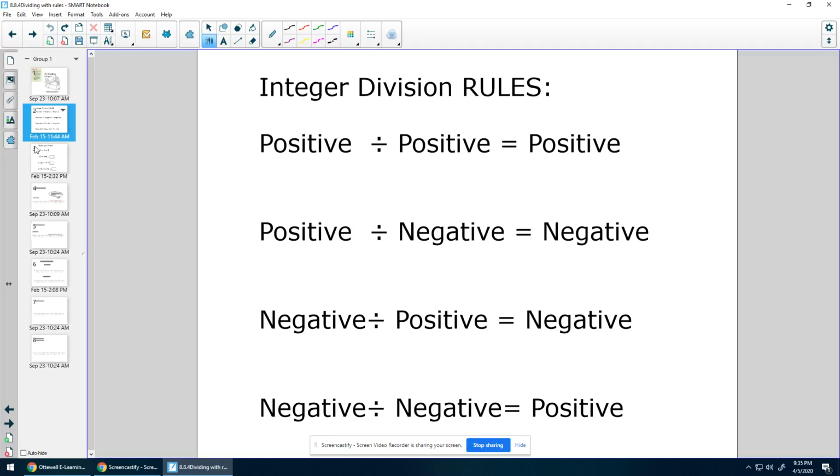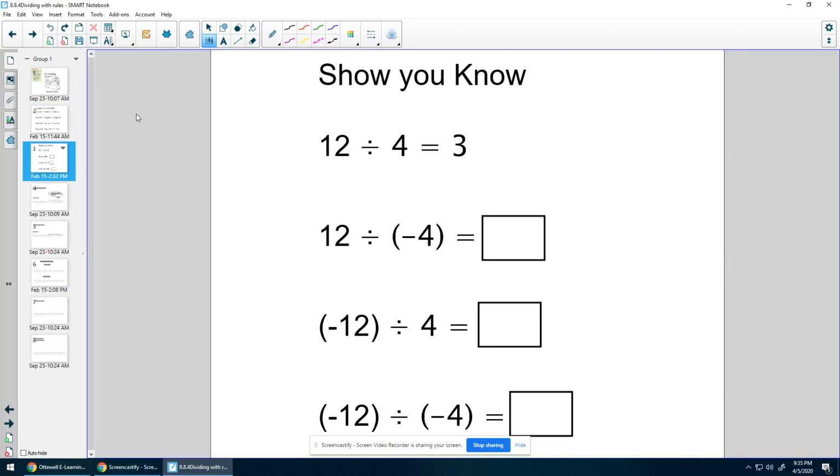All right, moving on. Here we have a show you know. The first one is given for you. You have a positive 12 divided by 4, and that gives you 3. Now I want you to pause the video. Quickly do the next 3. Once you're ready, press play.